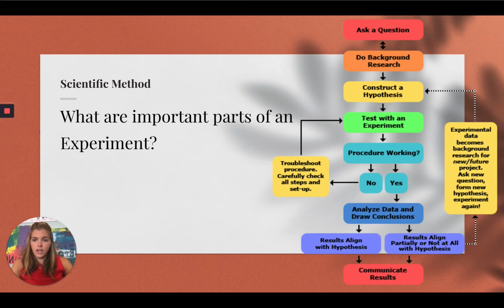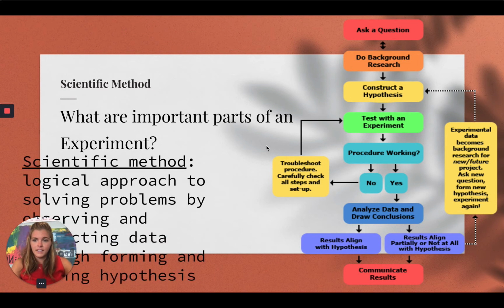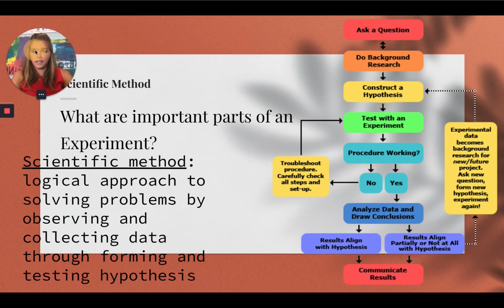So for those of you that love definitions, the scientific method in general, let me move myself, is just a logical approach to solving problems by observing and collecting data through forming and testing a hypothesis. So just a very wordy version of what I just explained through this chart. Moving forward as well, I do want to elaborate. I will give you some wait time to write notes, but if you need extra time to write notes, just pause the video.